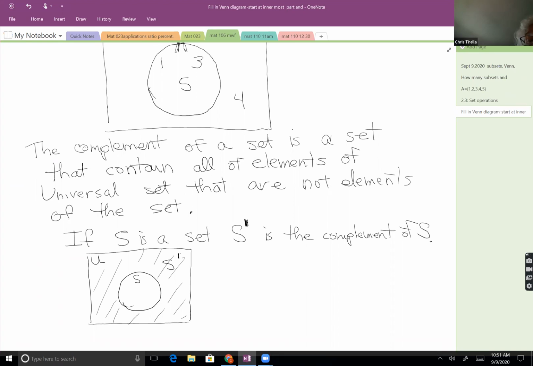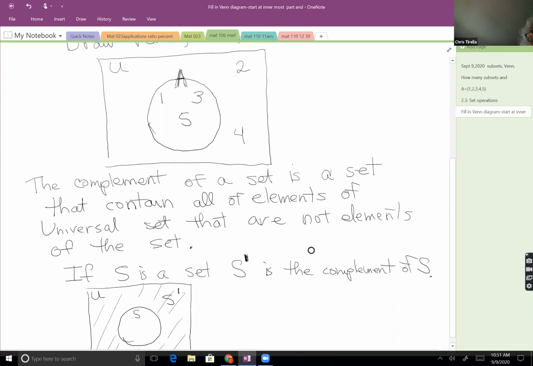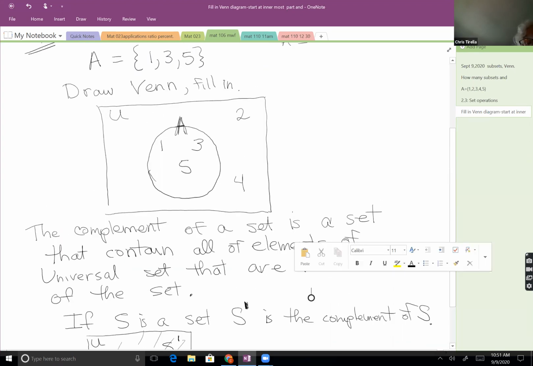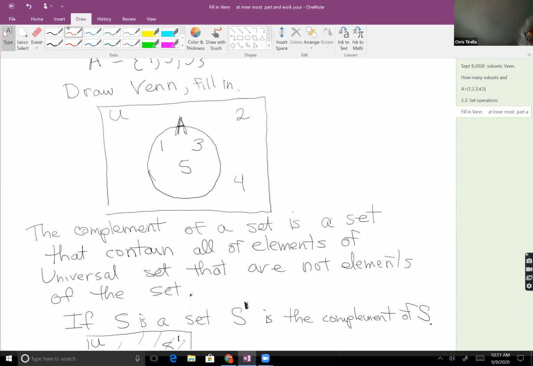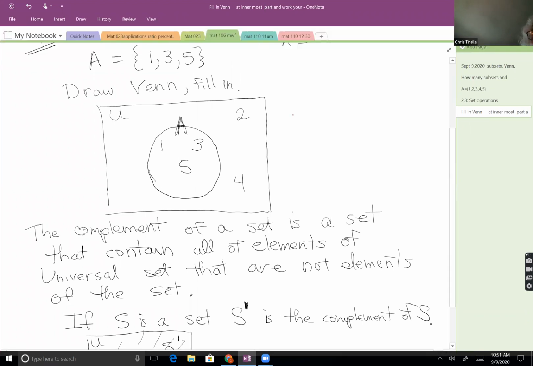And so if I take that notation and apply it to the example that we just looked at, I guess we're going backwards a little bit. We said A contains 1, 3, and 5. What would be in A complement? 2 and 4. Beautiful. And it's a set. Put that in those braces.